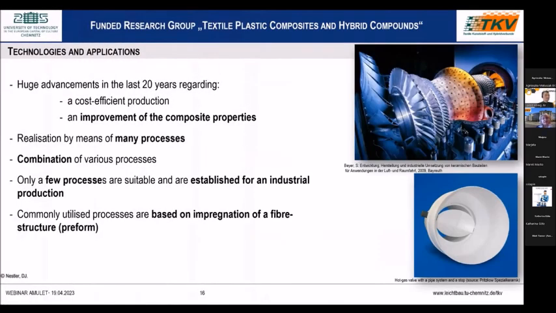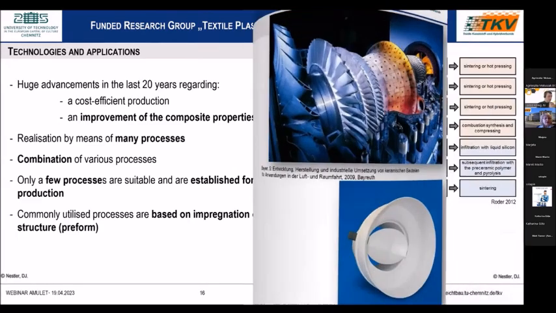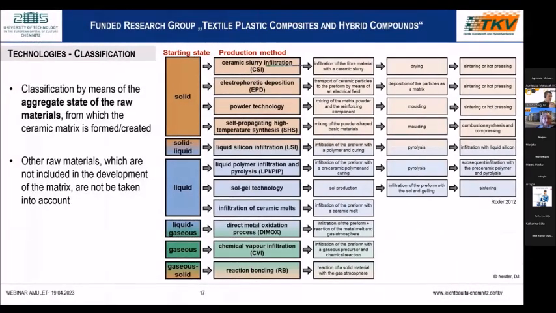Well, now from the theory to the technologies and the practical applications. Only a few processes are suitable and established for industrial production. Commonly utilized processes are based on impregnation of a fiber structure or of a textile preform. There are many manufacturing processes, but only a few have become industrially established.